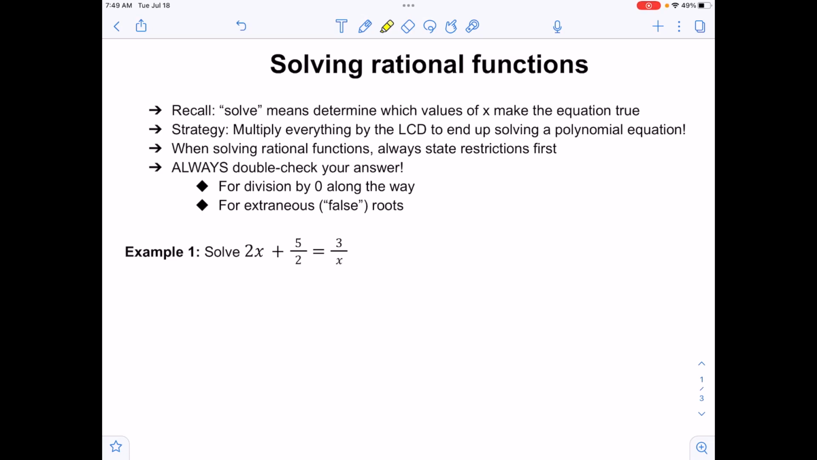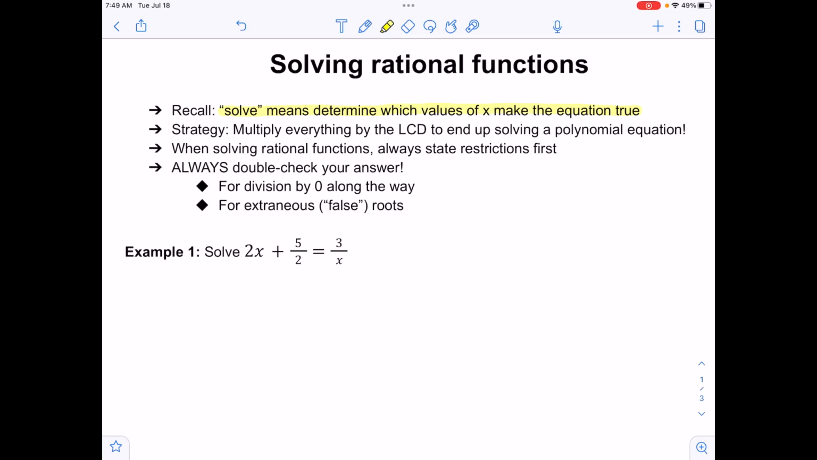All right, in today's video, we're going to be talking about solving rational functions. Recall that when I say the word solve, solve means to determine which values of x are going to make the equation true. We've seen a lot of different strategies to solve, and one of the big things that we've been solving for in previous units was to help us find the x-intercepts.